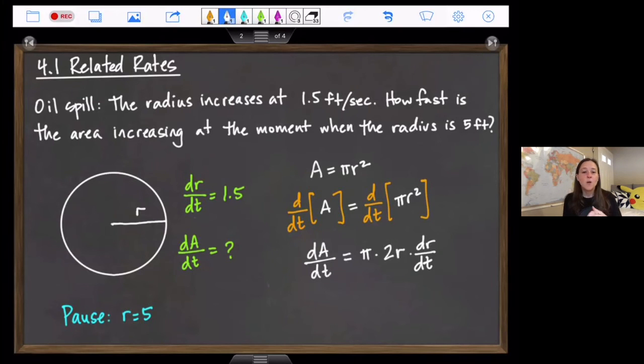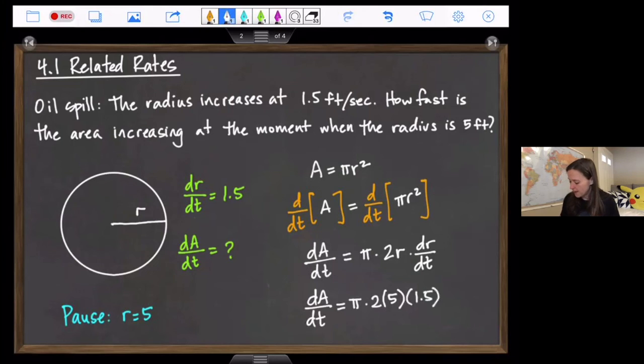And then once you've taken the derivative, you can plug in all the information that you know, particularly that pause button information. It's going to be really important that you don't plug in pause button information until after you have taken the derivative. All right, so dA dt is what they wanted me to solve for in the first place. Pi is just pi. The r, that's our pause button information. We can plug it in because we're finally after the derivative. And then that dr dt, that is always equal to 1.5. So we're going to plug in 1.5.